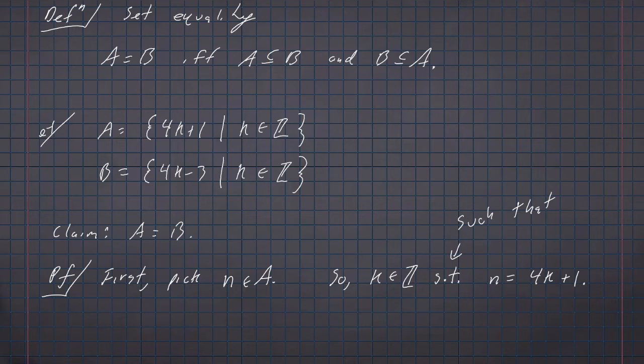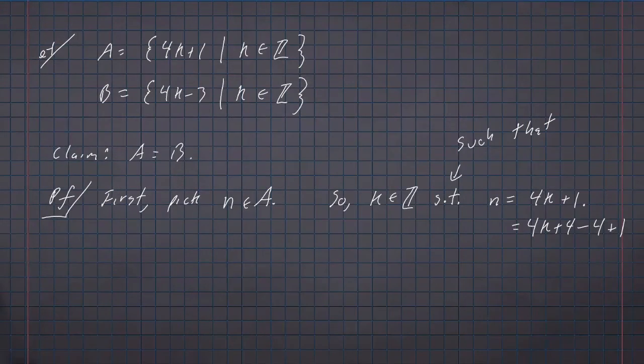Now, I'm going to be creative. Because I can take 4k plus 1 and I can add 4 and subtract 4 at the same time without changing anything whatsoever. Mathematician's favorite tool. Invent something whole cloth and just stick it in, right? We can't arbitrarily add 4, we can't arbitrarily subtract 4, but if we both add and subtract 4, we haven't actually done anything.